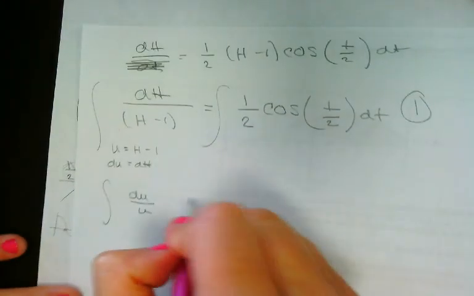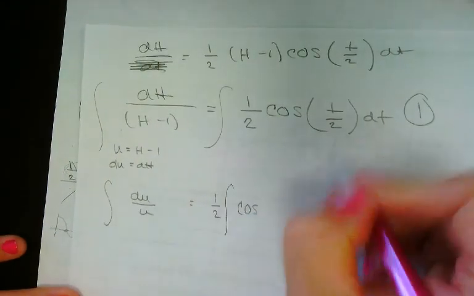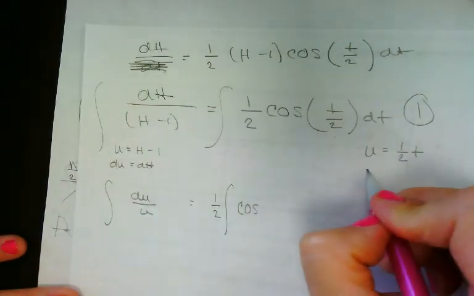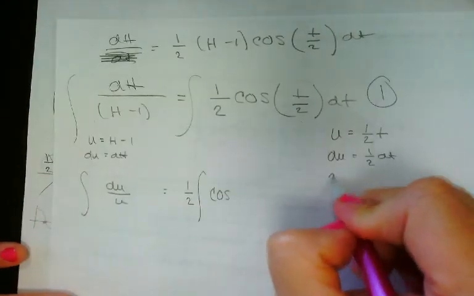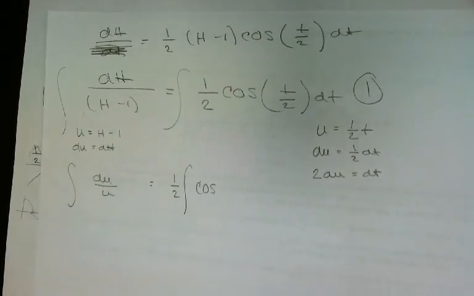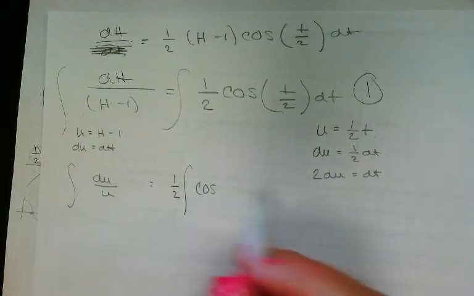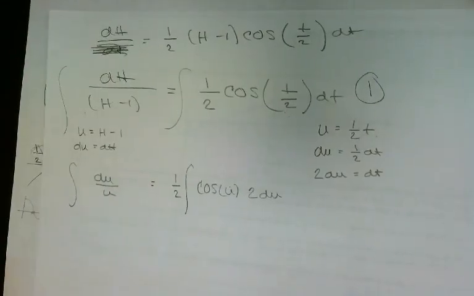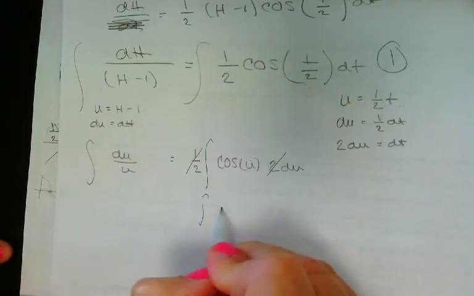Okay, on this side, I'm going to pull out my 1/2. And I have my cosine, and my u is my inner function. My u is, I'm going to call it 1/2 t, or t over 2, doesn't matter. So my du is equal to 1/2 dt. Therefore, I'm going to get 2 du equals dt when I multiply both sides by 2. So again, my inner function is my u, took its derivative, and I'm going to substitute that back in. So I'm going to get u, and then I'm going to get 2 du. So my 1/2 and 2 should cancel out, and all I'm integrating then is the cosine of u.